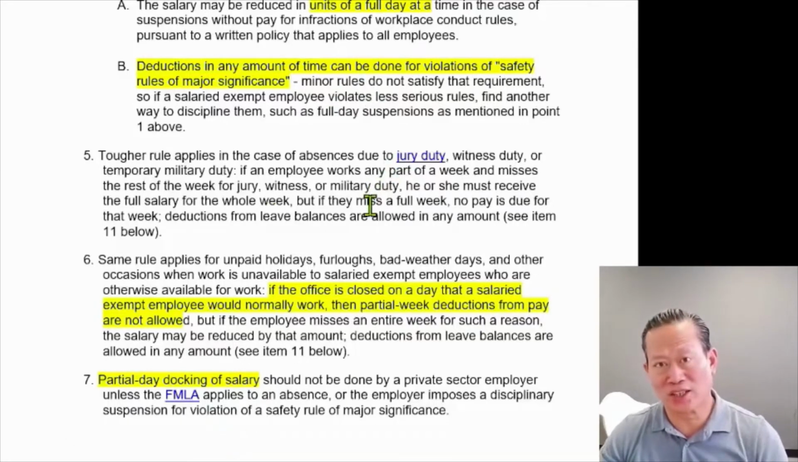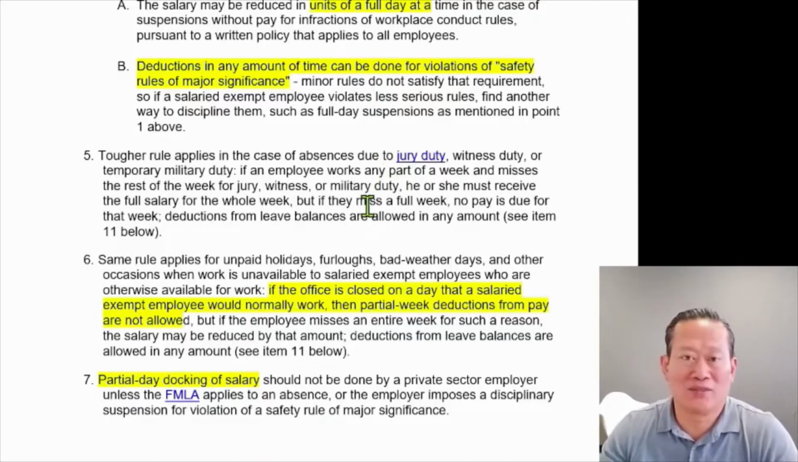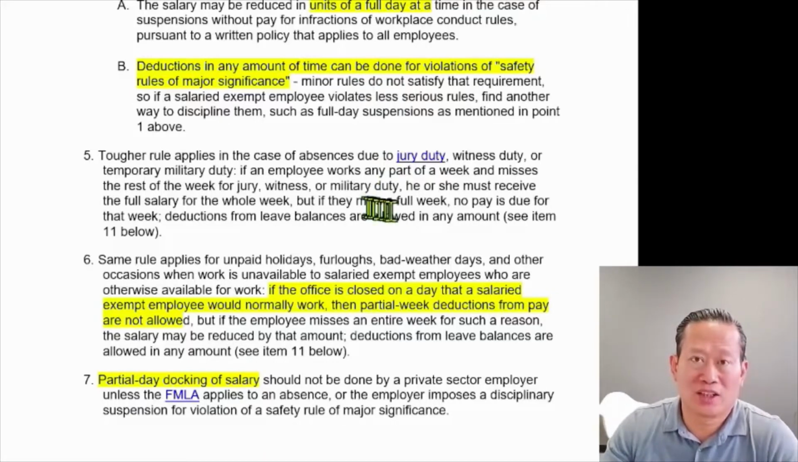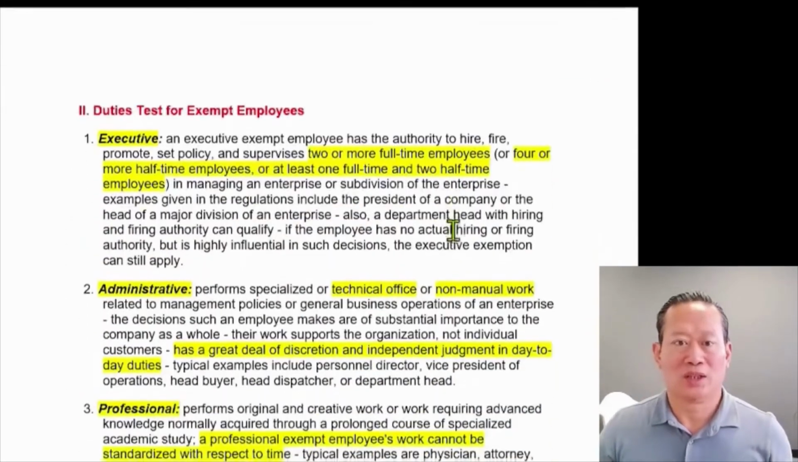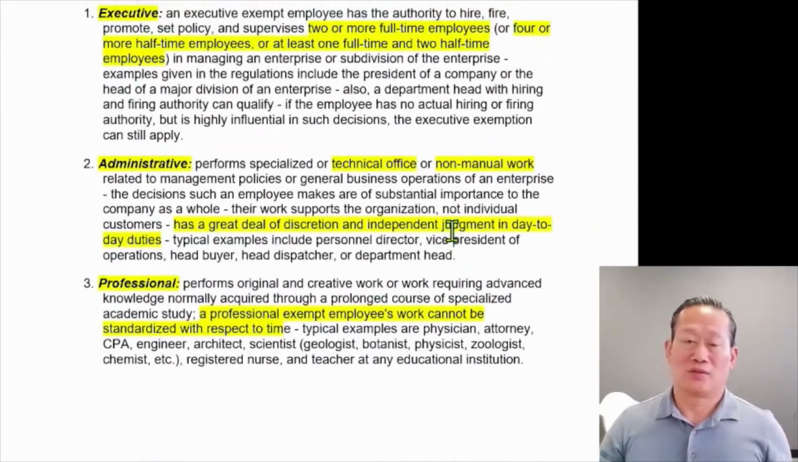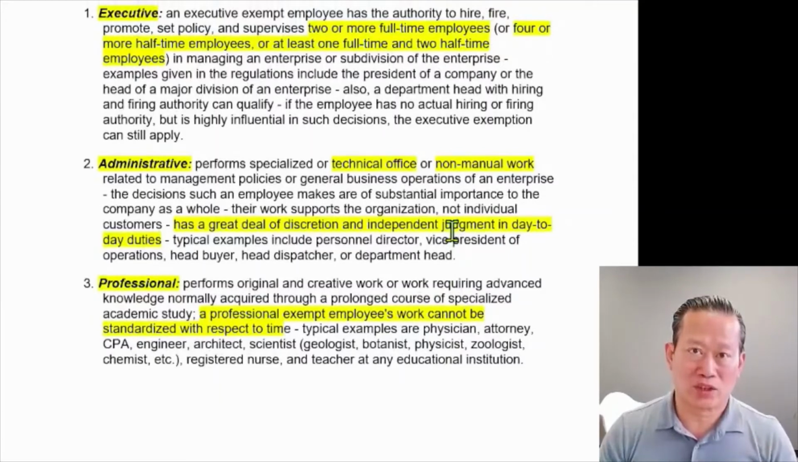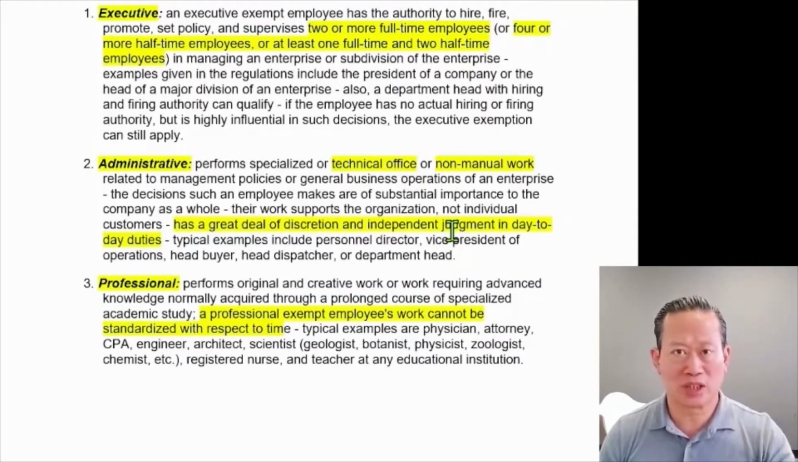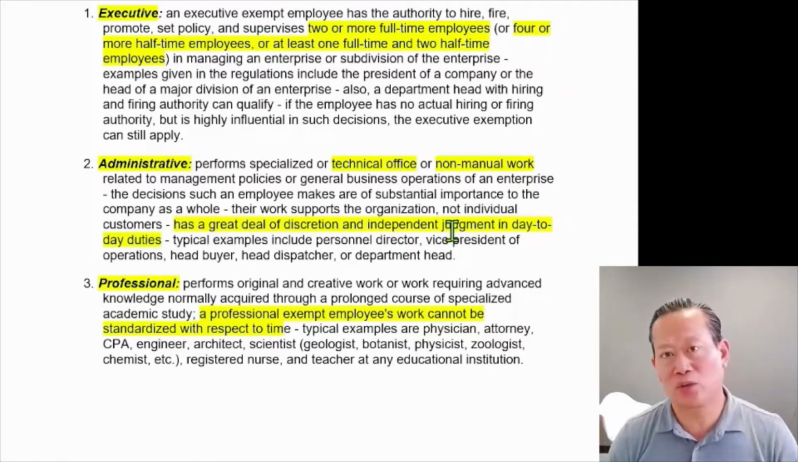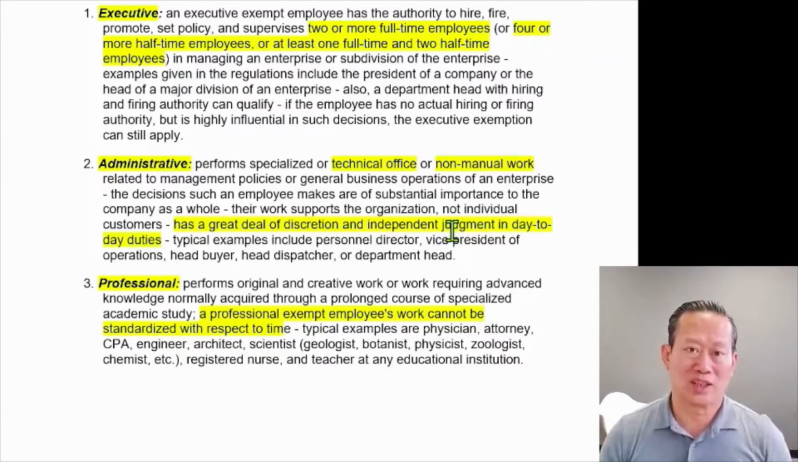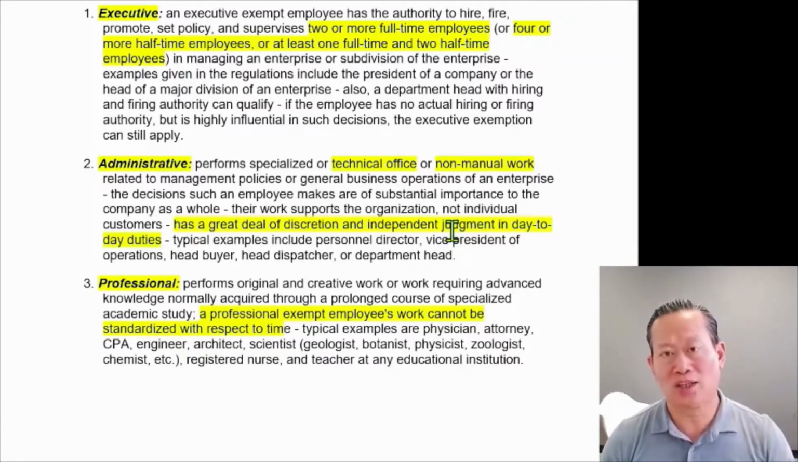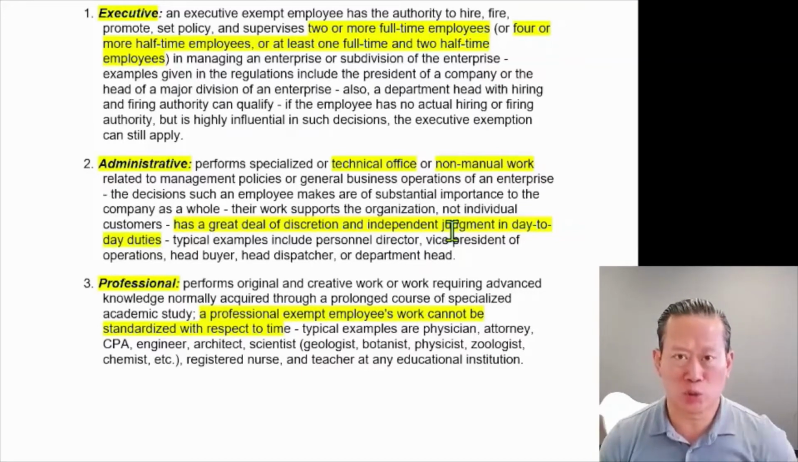If you categorize that as a non-paid event, you may violate the salary element. Now let's talk about part two, the duties test. Now, there are many categories for exemptions under the statute. I'm just going to cover 3 of them because these are the 3 common exemptions that we often see in our FLSA lawsuits. So the first one is the executive, the second one is the administrative exemption, and the third one is your professional exemption.